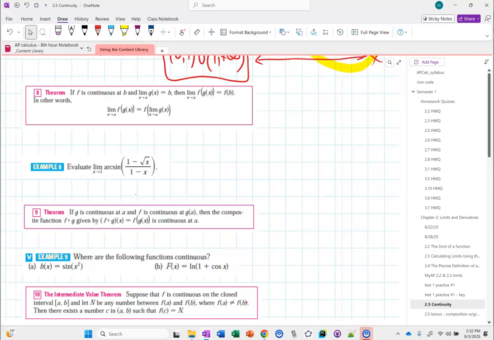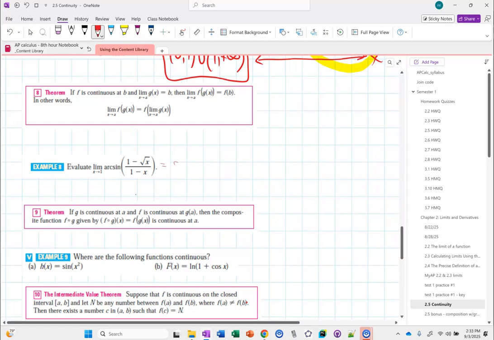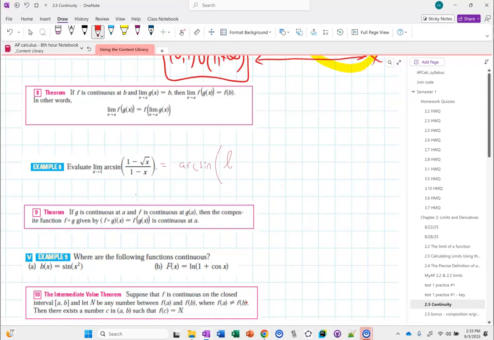Okay. So if I look at this problem, if I try to do a direct substitution on that, I have arc sine of 0 over 0. So what I can do is push this inside and deal with just the limit of 1 minus root x over 1 minus x.